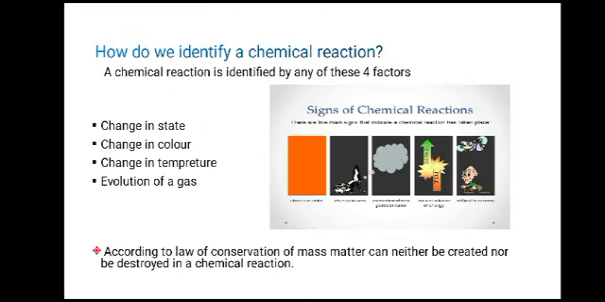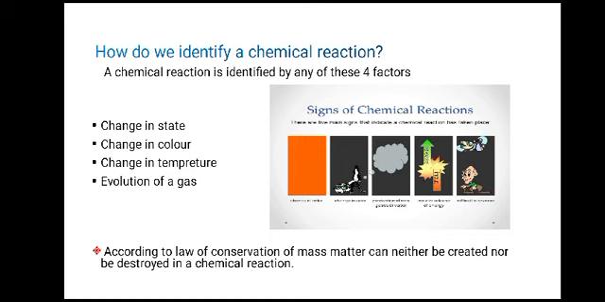Next is, how do we identify a chemical reaction? There are four factors which identify a chemical reaction: first, change in state, change in color, change in temperature, and evolution of gas. So I diagrammatically indicate the signs of chemical reaction, in which change in color, change in odor, production of new gases or vapors, input or release of energy, difficult to reverse.